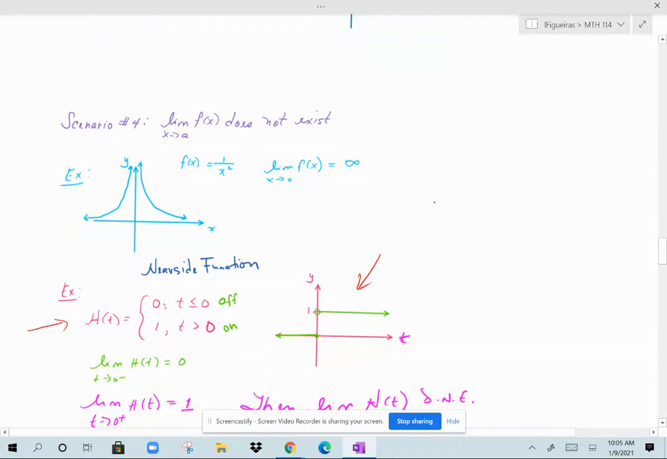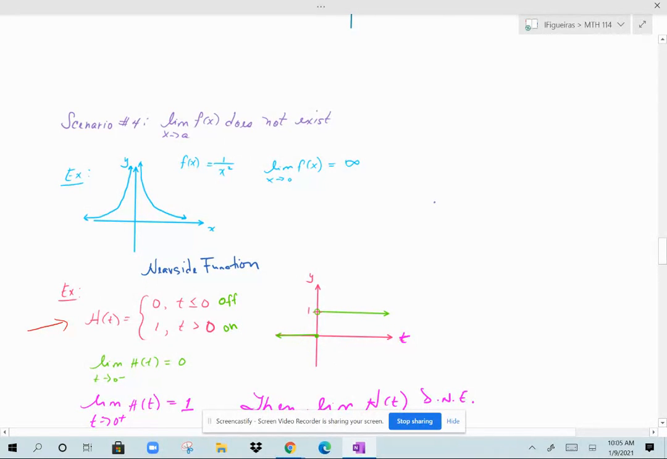by the way, here's the graph. 0 and 1 are constants, so they're just two horizontal lines. So when t is less than or equal to 0, that's this part of the graph, and when t is greater than 0, that's this part of the graph. I have a closed circle here because of the less than or equal, open circle here because it's just greater than for the second part.